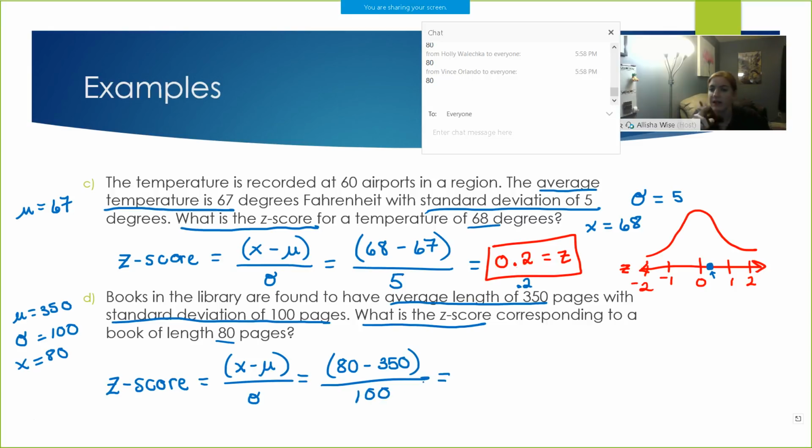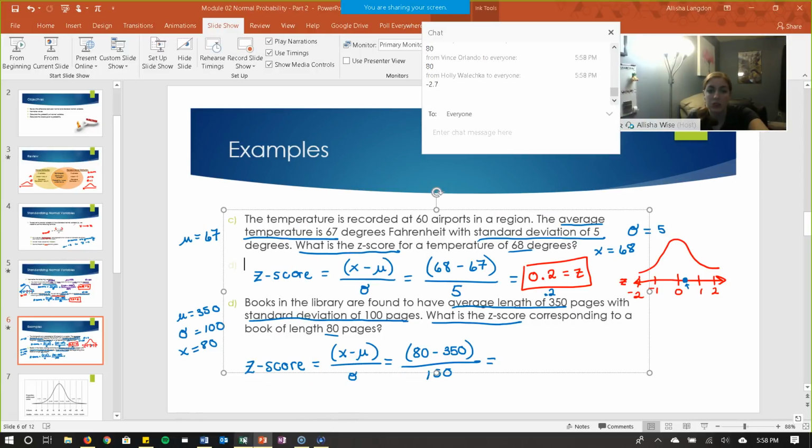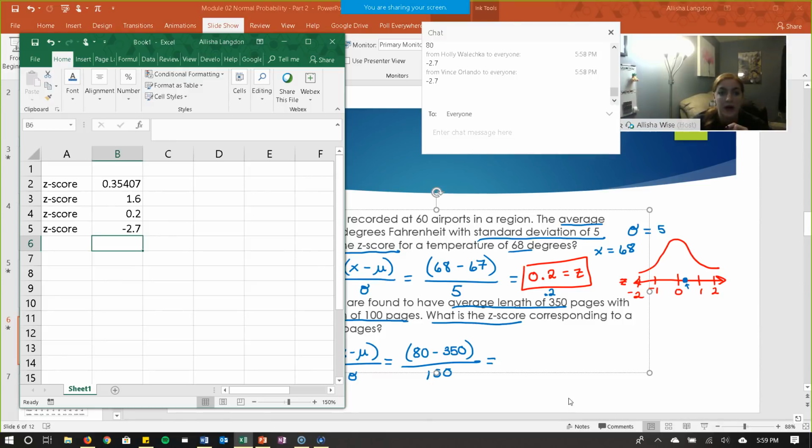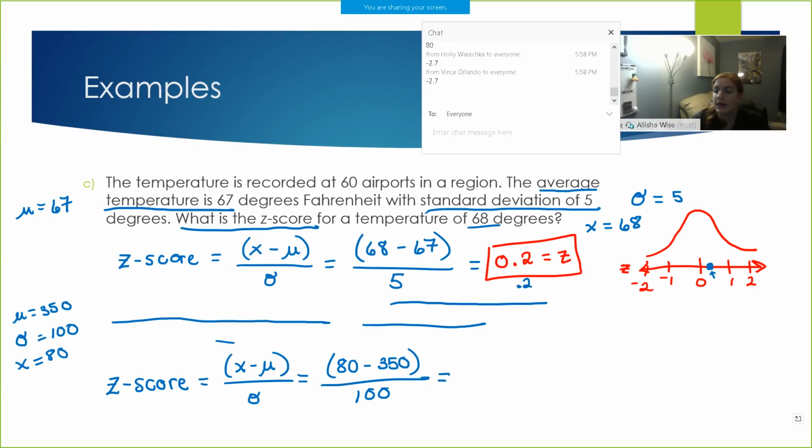No problem. I like that we're going to see a negative number here, just as a reminder that you're looking at the number line, so z-scores can be negative, unlike probability, which will not be negative. So let's see, 80 minus 350 divided by 100. Yep, I got negative 2.7, so it looks like you guys got it. Excellent, excellent. So again, that's my z-score.